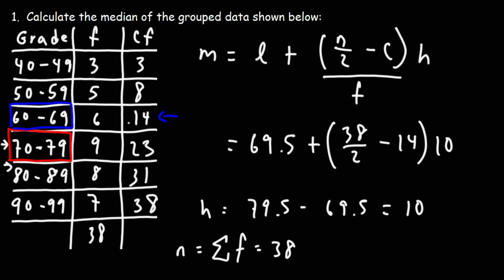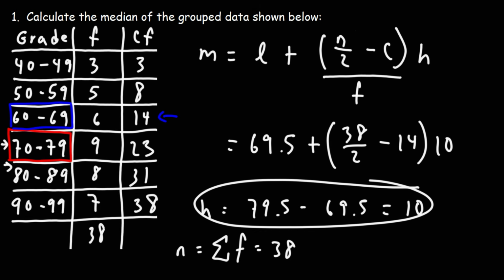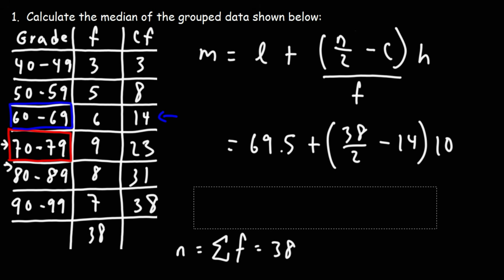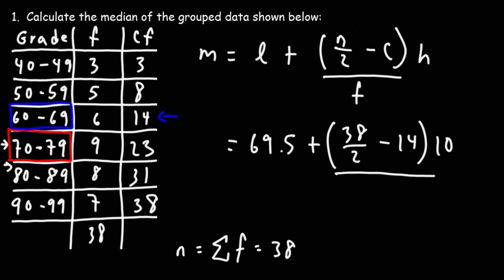The only way that's going to work is if these two numbers are the same, and if those two numbers are the same, then you could do that. It will lead you to the same answer. But when they're different, you need to see it this way. So now that we have the size of the interval, we just need to divide everything by f. F is the frequency of the median class, which we could see is 9.